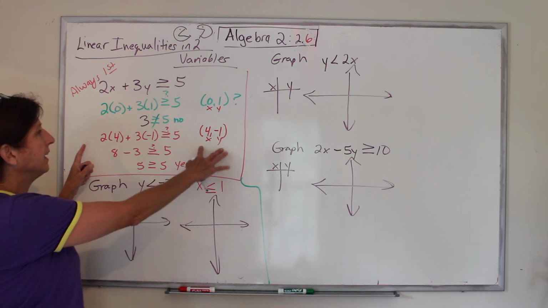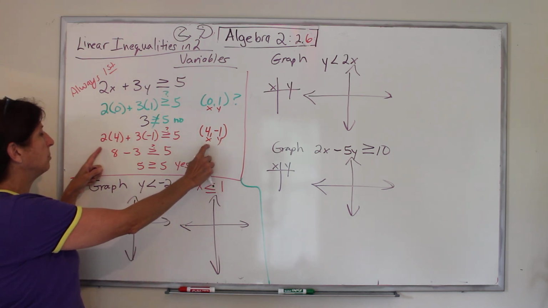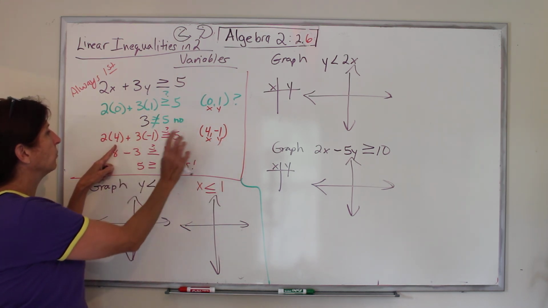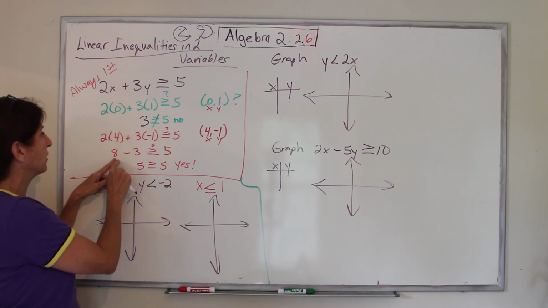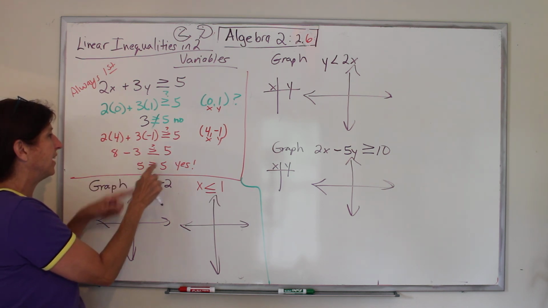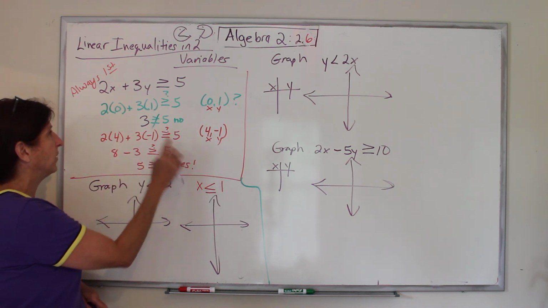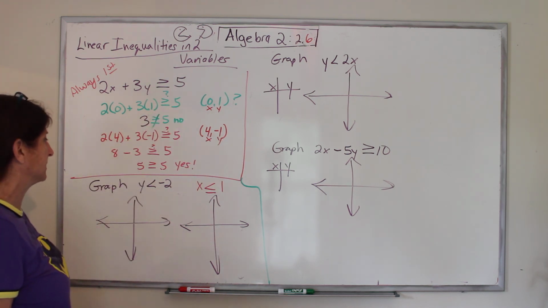Okay? And then they said, how about this one? So we're going to put in 4 for x, negative 1 for y. So 2 times 4 is 8, 3 times negative 1 is negative 3, 8 minus 3 is 5. So yes, 5 equals 5. This point is a solution, that one's not.